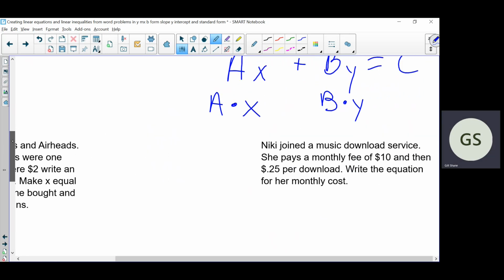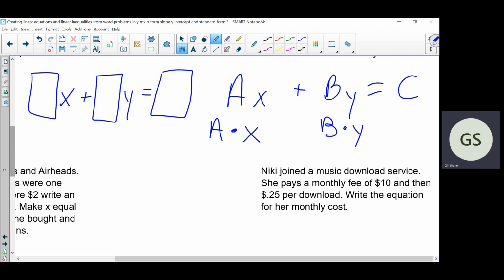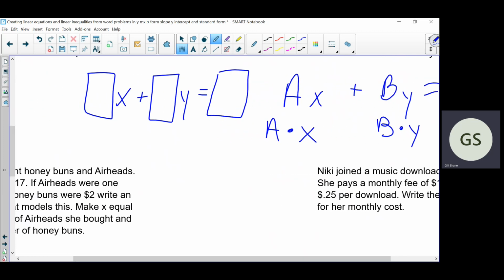When you create this formula, you could literally leave a blank and say x plus, although sometimes that will change to subtract, y equals, and then some number. So there's going to be a number here. We have to figure out the number that goes there, the number that goes there, and the number that goes there. And just coincidentally, we have 3 numbers in the problem.